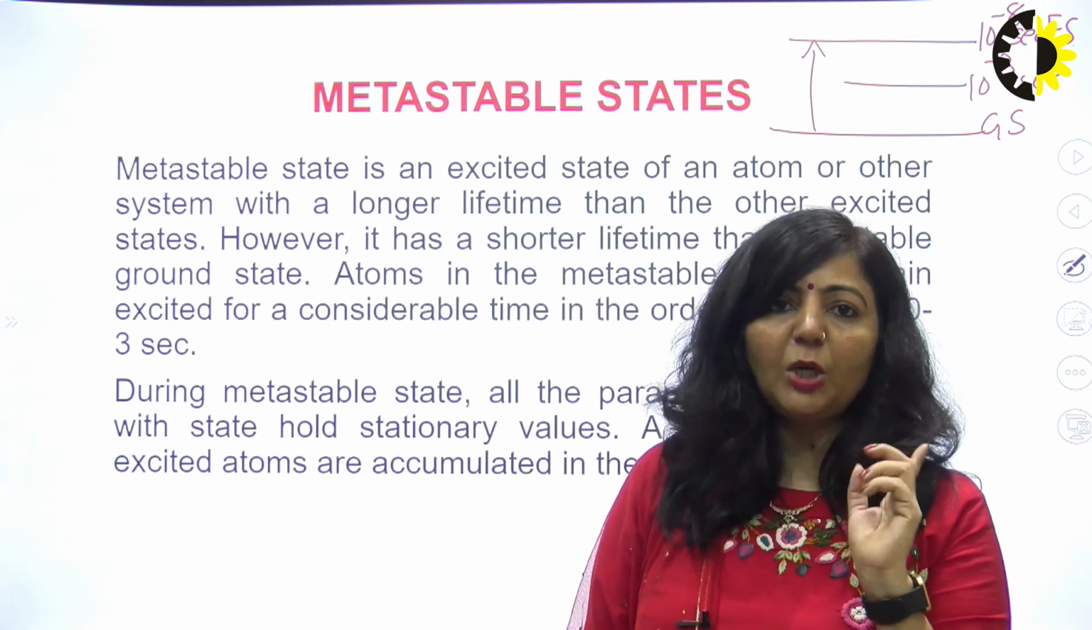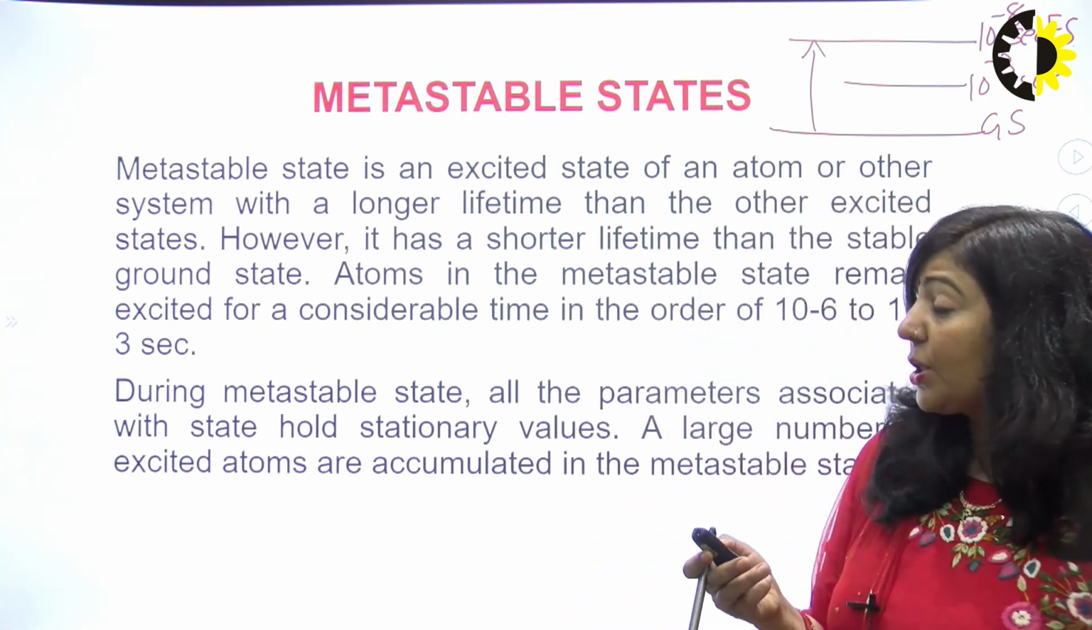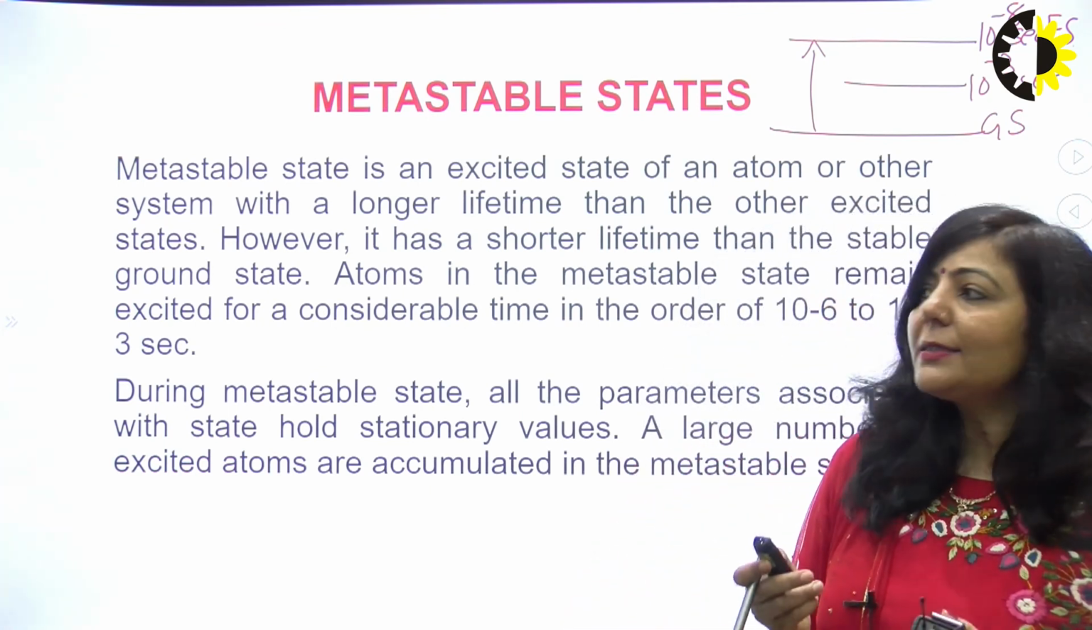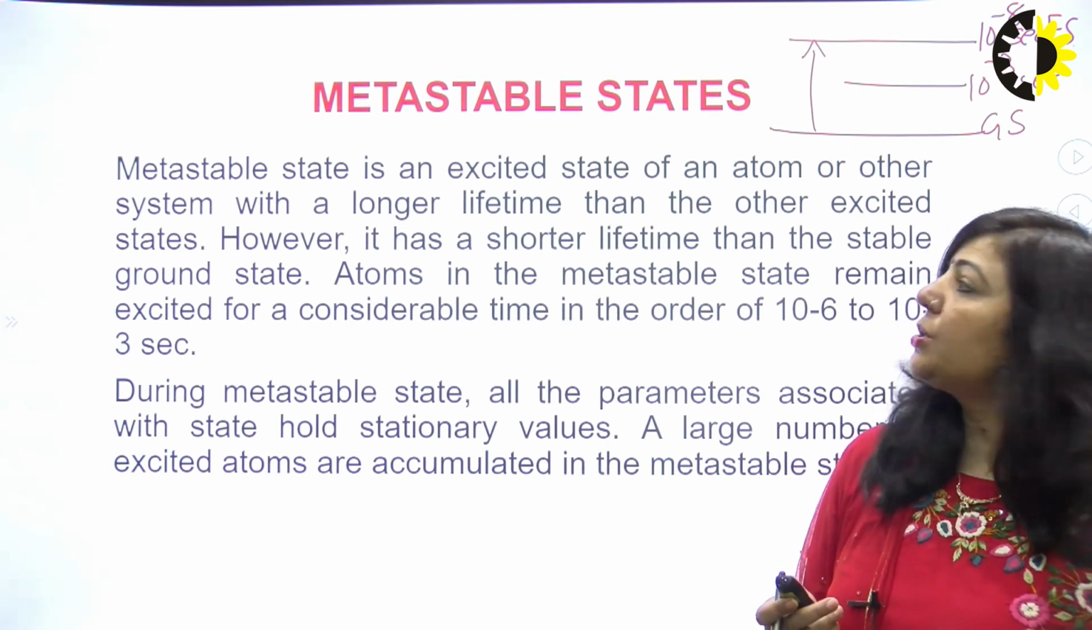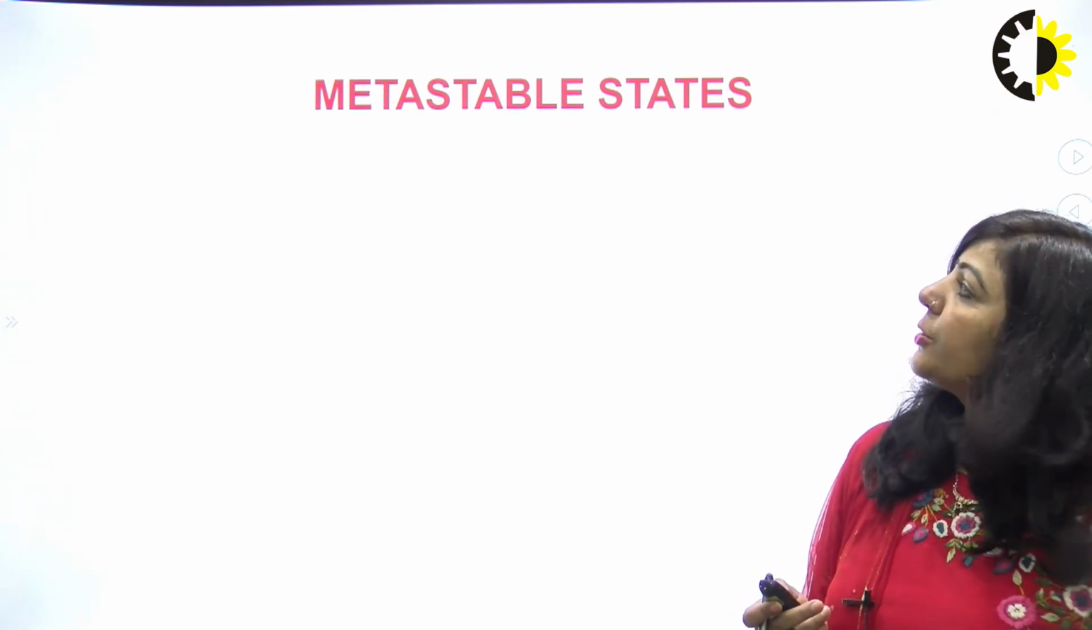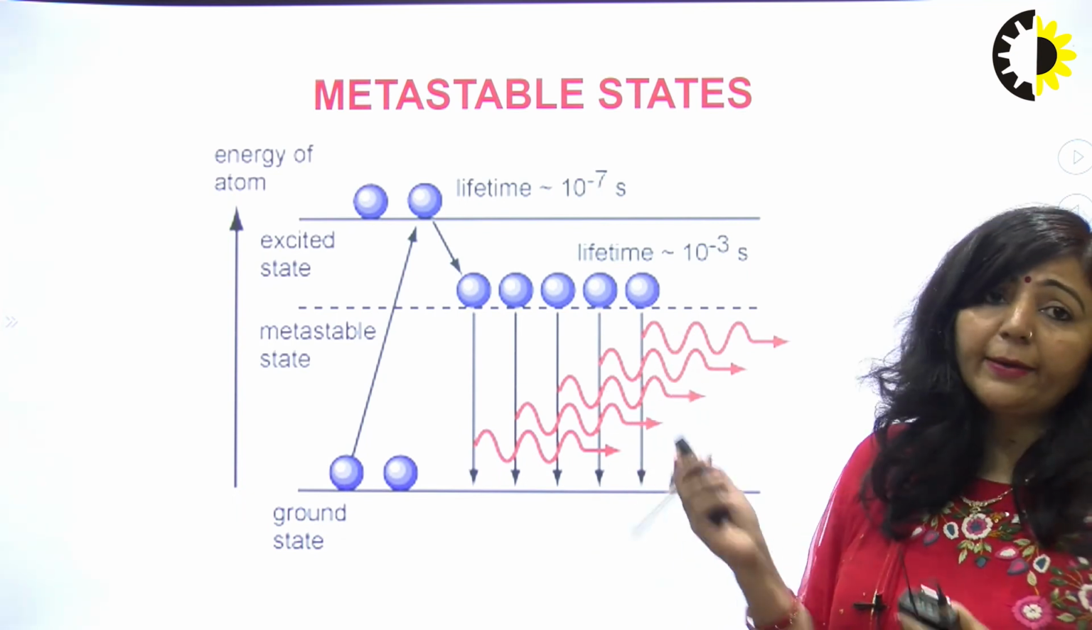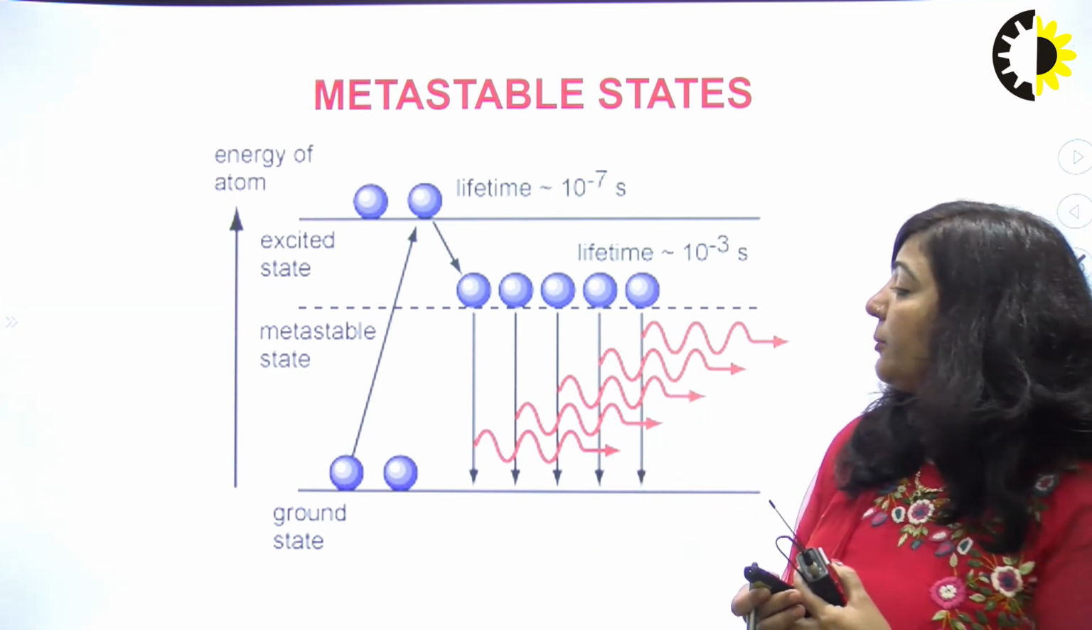So then you can achieve population inversion between metastable state and ground state. So that is the significance of metastable states in a laser system. So this is the diagrammatical representation of metastable states.